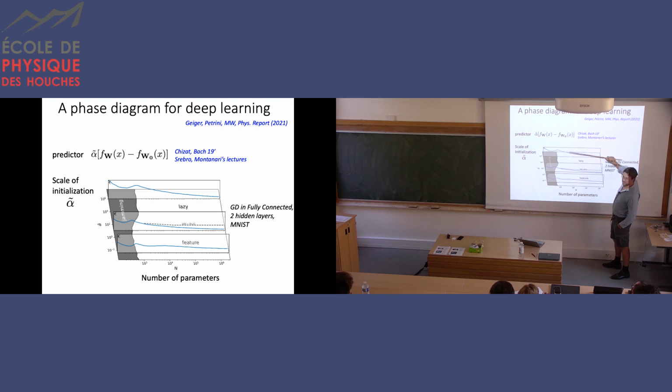So here it's going to be more like kernel methods, and here it's the opposite, it's very small alpha. So when this coefficient is very small, then those functions have to grow a lot, the weights have to change a lot, and then you really probe the nonlinearity of the networks.